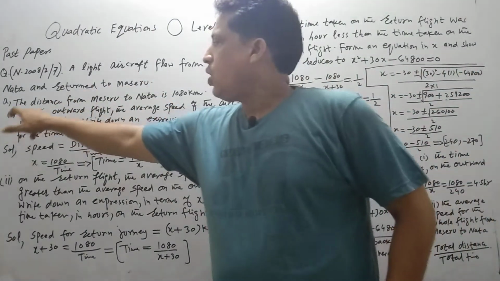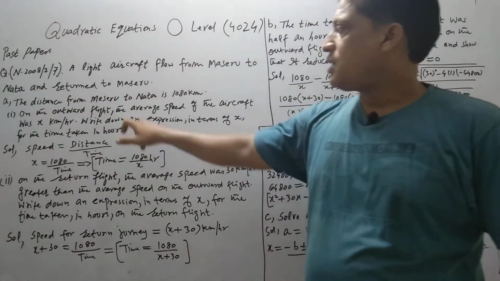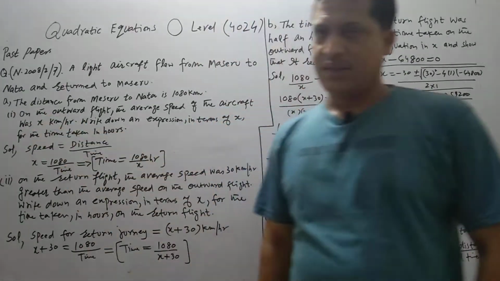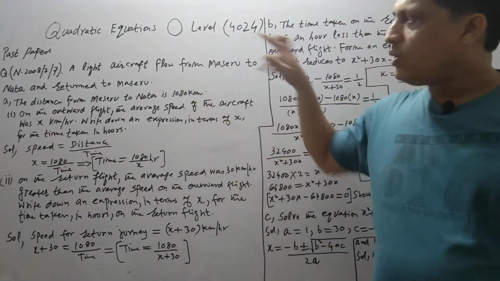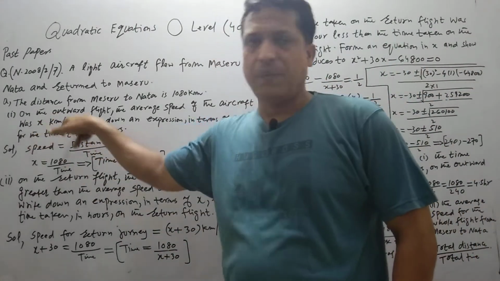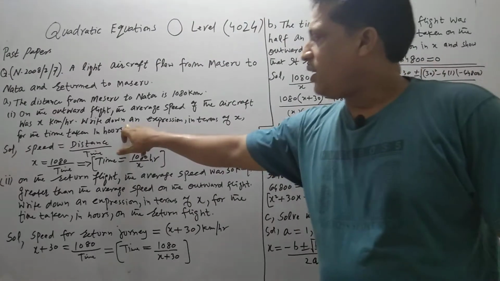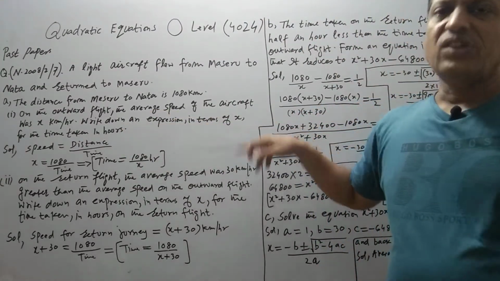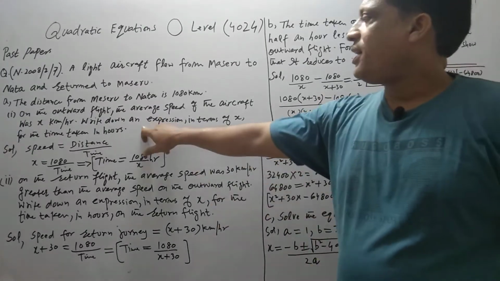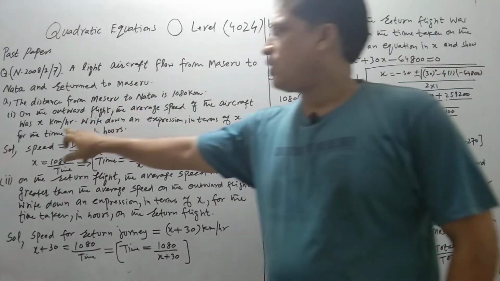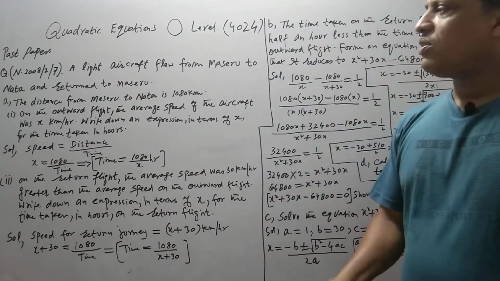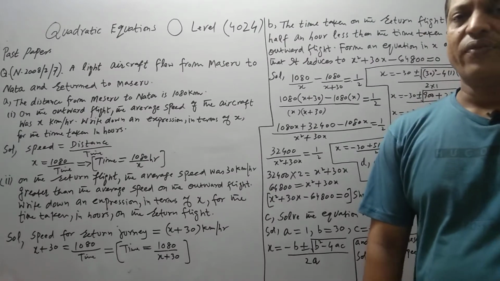Part 1. On the outward flight, the average speed of the aircraft was x kilometers per hour. From Maseru to Nata, the speed of the aircraft is x kilometers per hour. Write down an expression in terms of x, which means we have to see x in our expression, for the time taken in hours. So we have to find the time. How to find the time?